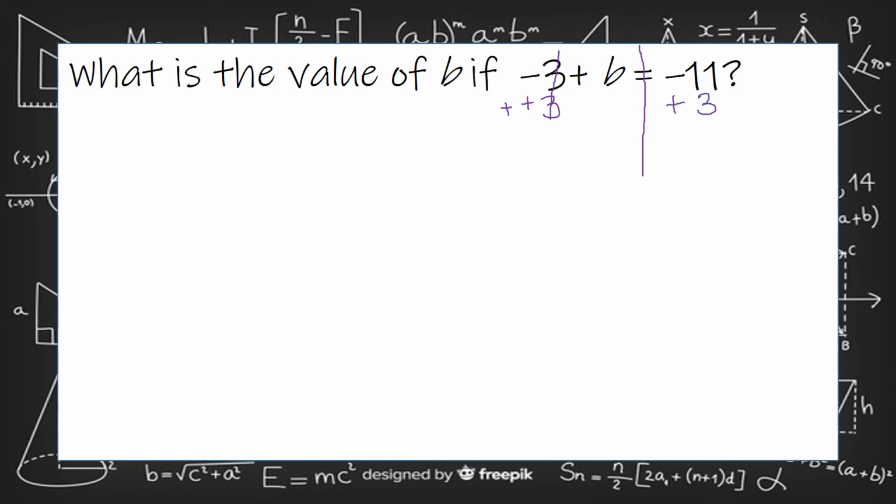Now I've got to remember to add it on both sides of that equal sign because I want to keep my equations balanced. Negative 11 plus 3 gives me negative 8.